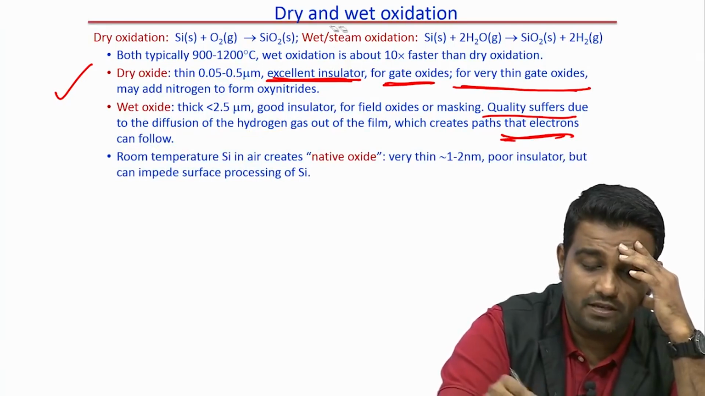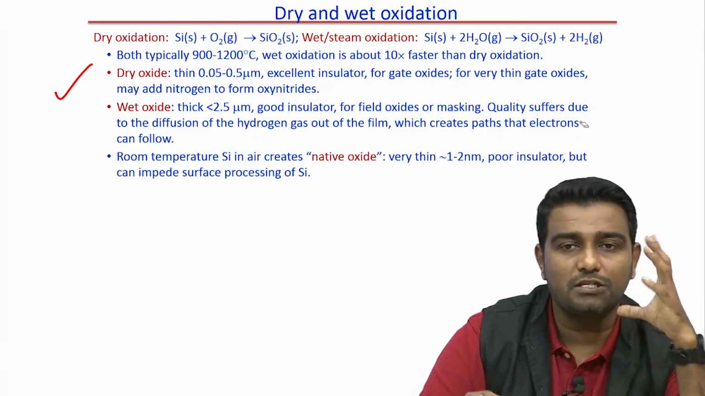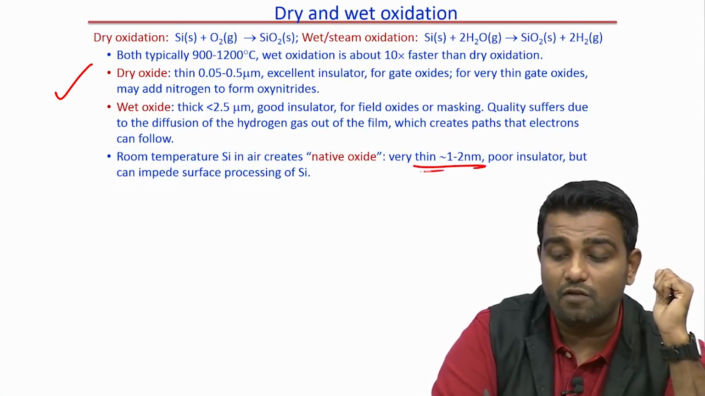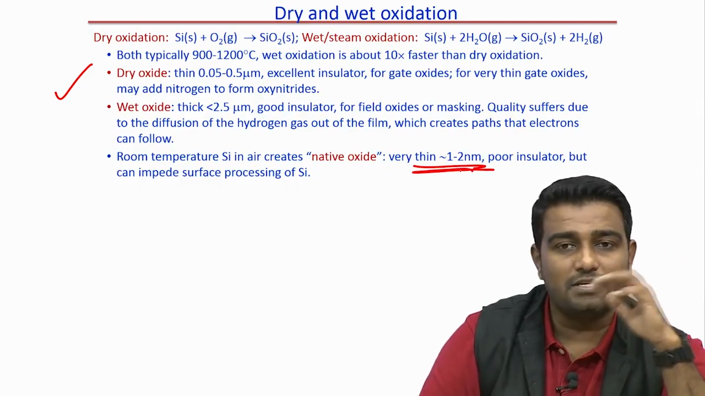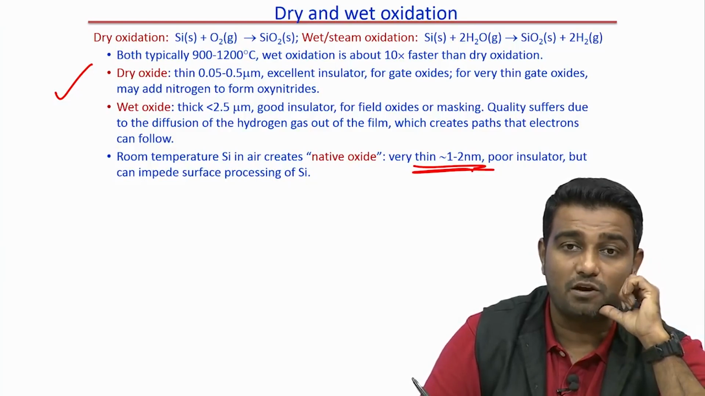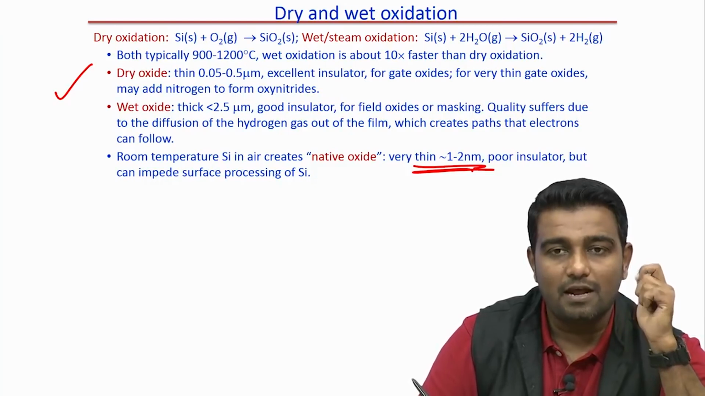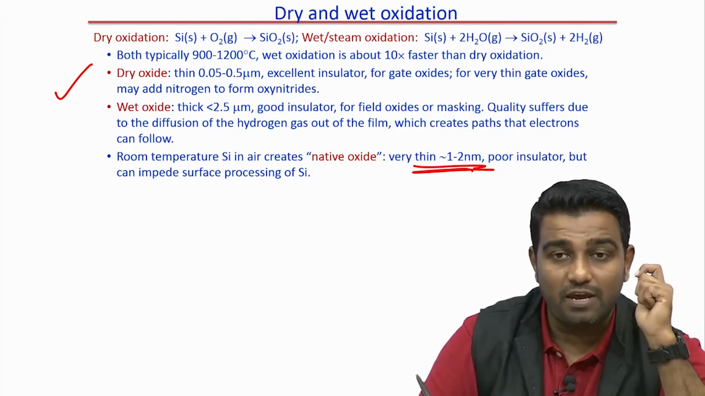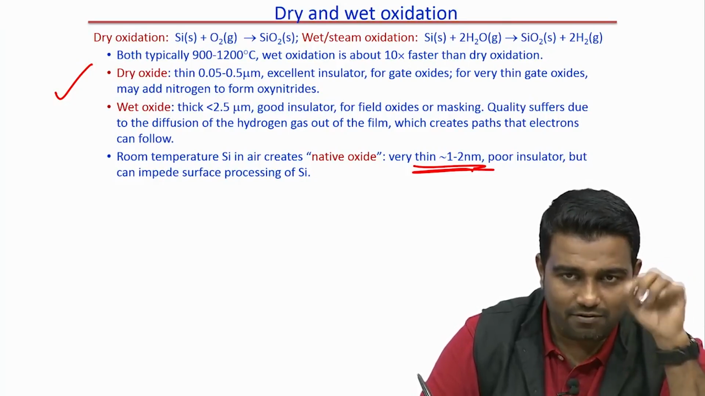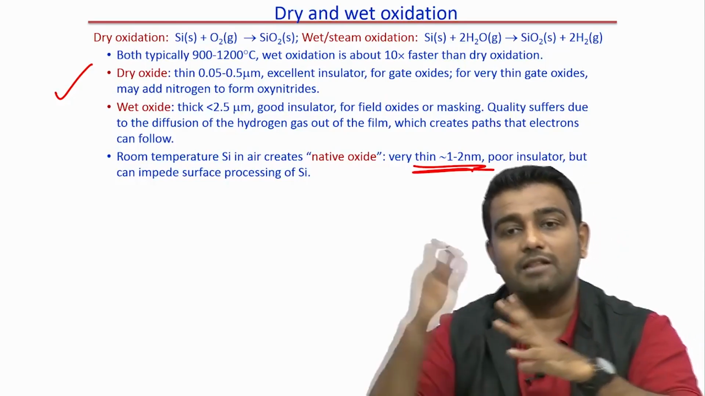Now, silicon at room temperature in air creates a native oxide. If you just keep the silicon at room temperature, you will find a thin layer of oxide grown, which is an extremely poor insulator but can impede the surface processing of silicon. That means it will affect the processing of silicon. So we always have to start, when you have a substrate, by dipping it in HF for 5 to 10 seconds, then cleaning it and then starting the process.